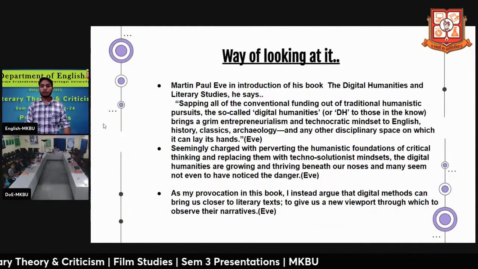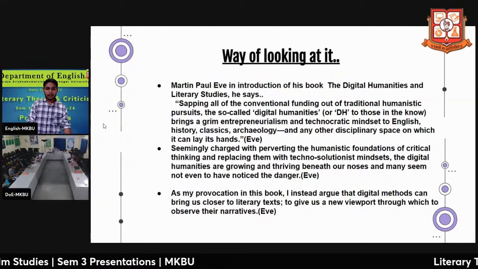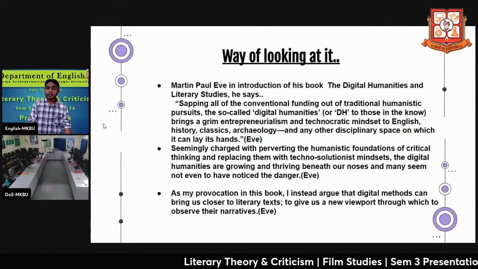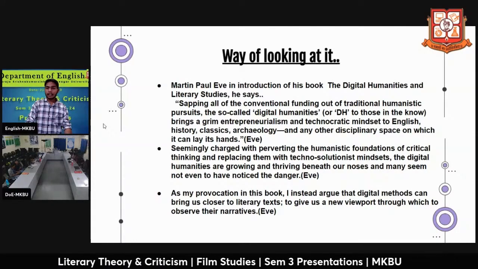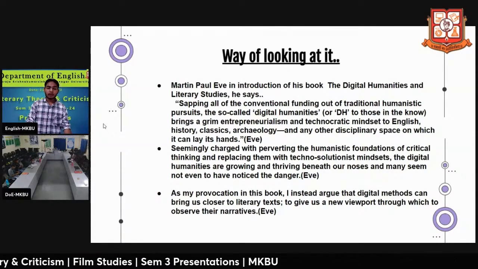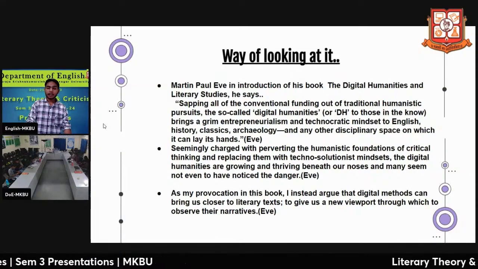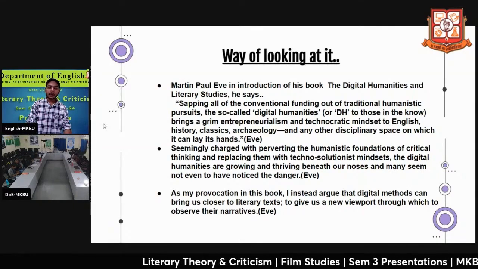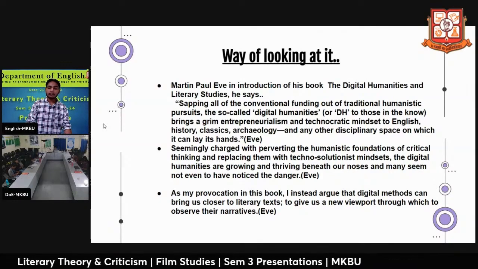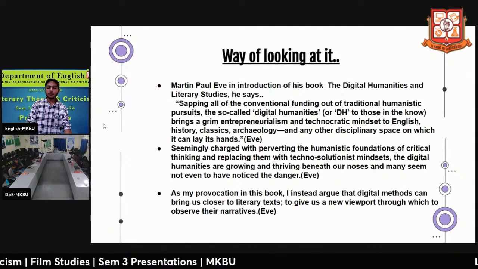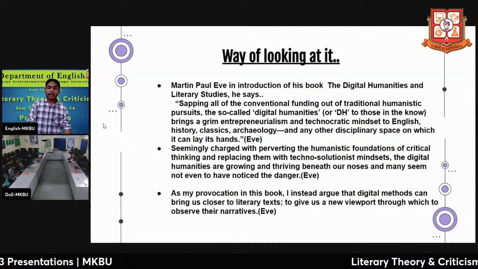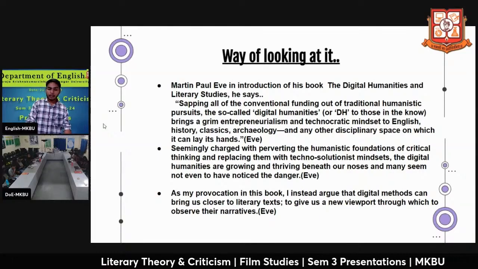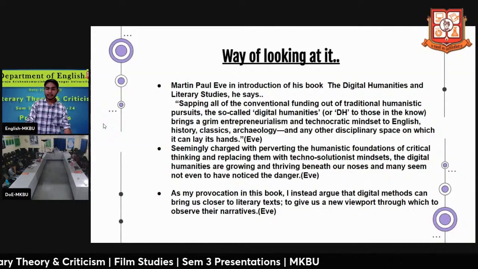Now, a way of looking at it. So here, Martin Paul Eve, in the introduction of his book, The Digital Humanities and Literary Studies, is saying, I quote: sapping all of the conventional funding of the traditional humanities pursuits, the so-called digital humanities, or DH, to those in the know, brings a grim entrepreneurialism and technocratic mindset to English, history, classics, archaeology, and any other disciplinary space on which it can lay its hand.